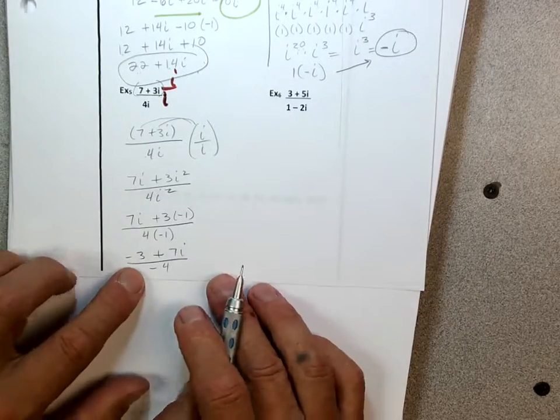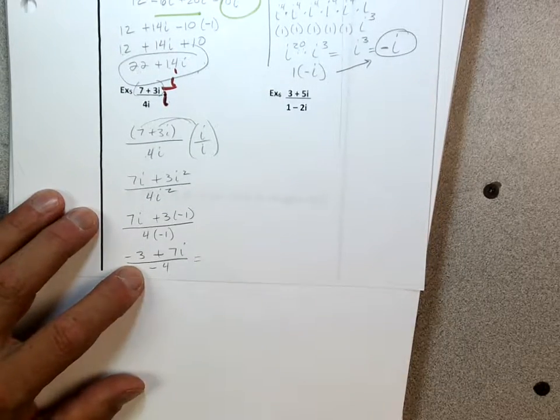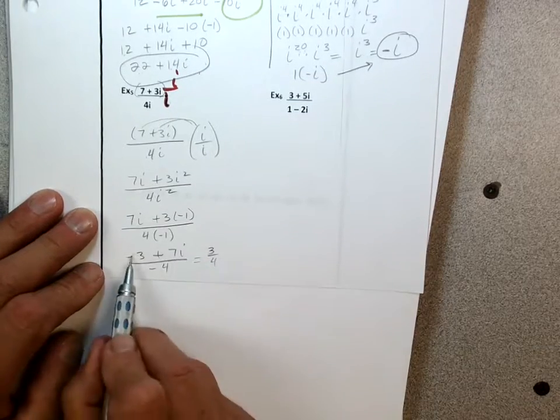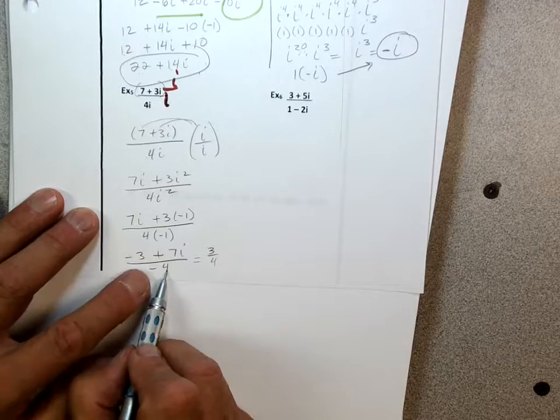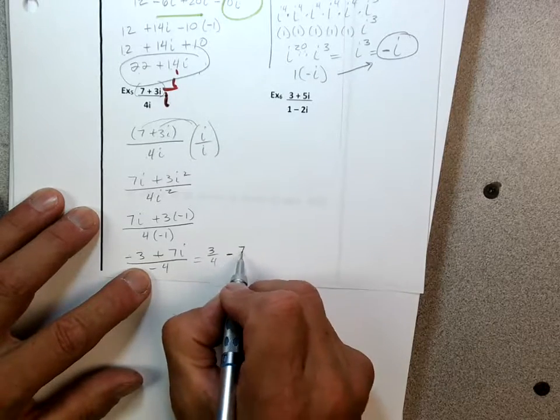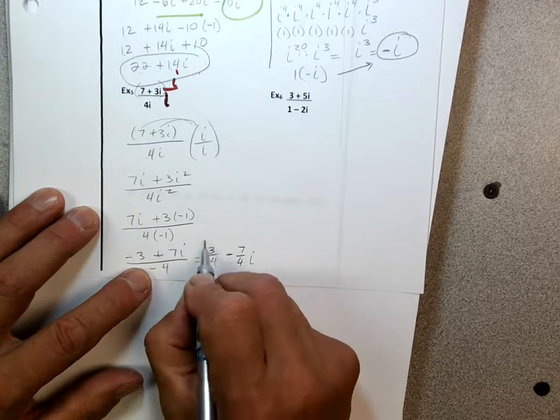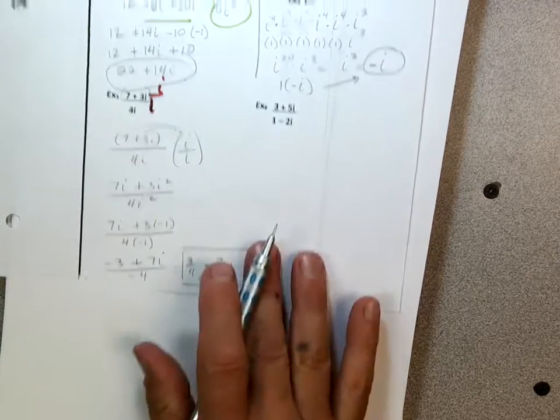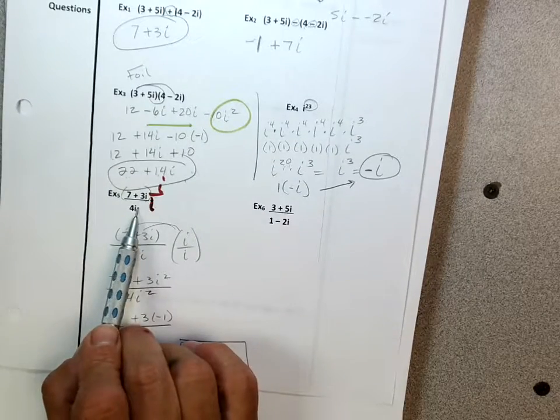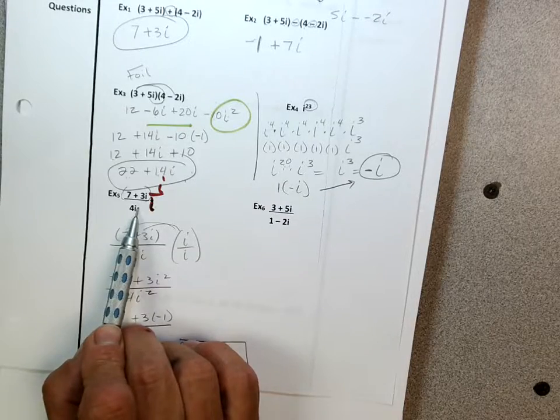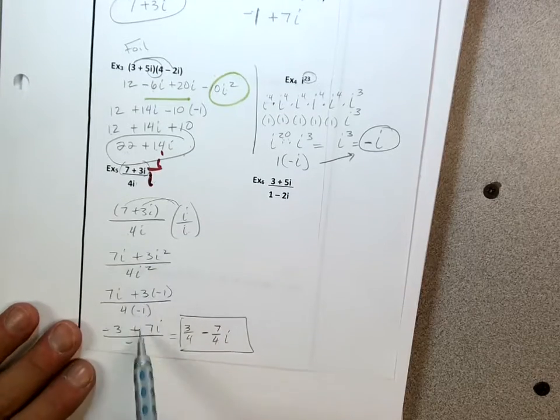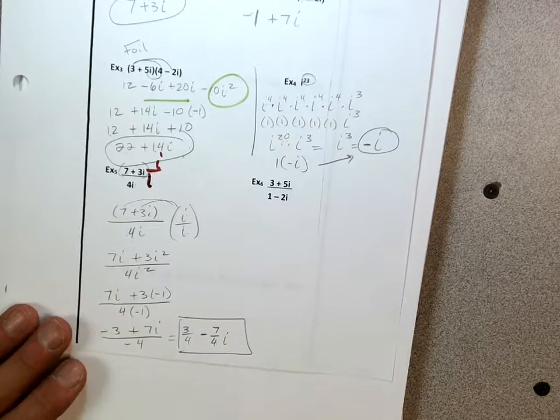Can't really have this answer. It needs to be written as two separate numbers. So I'm going to change it to 3/4, because that's the negative 3 over negative 4, minus 7/4 i. Okay, that's the form it needs to be in: real number plus imaginary. So let's back up. Couldn't have i in the bottom, right? So I fix the problem with the problem, multiply it by i over i. Got the i out of the denominator, and there's my answer.